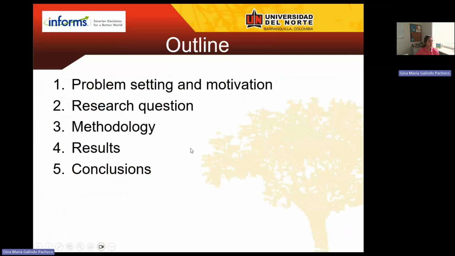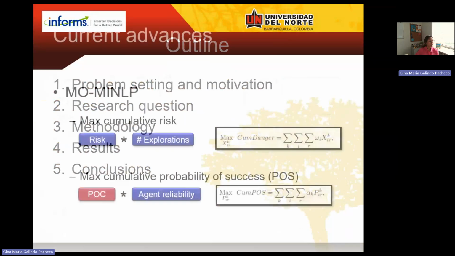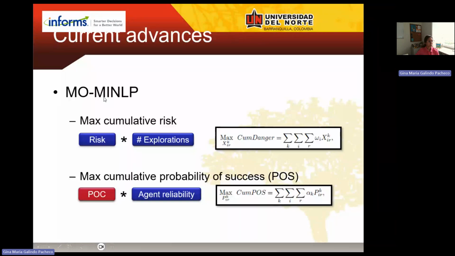So now let's talk about the methodology. We have a multi-objective mixed integer linear programming model where we have two objectives. The first objective relates to risk. We want to cover first those cells or those nodes which are more at risk of being reached by the disaster. So we have a risk coefficient for each cell, and we multiply that coefficient by the number of scans that we have done to that cell. In this way, we want to look first into the nodes that are more likely to be reached by the disaster sooner.